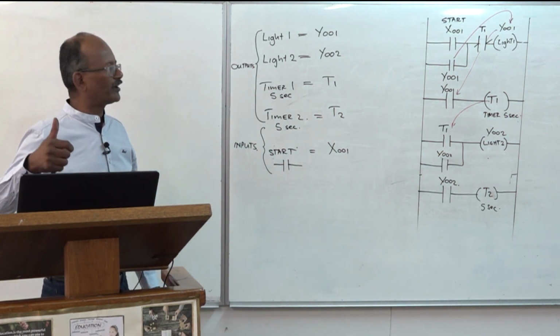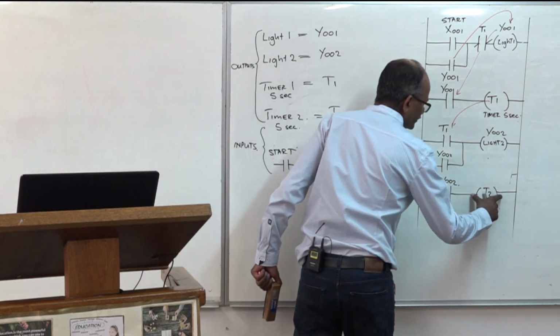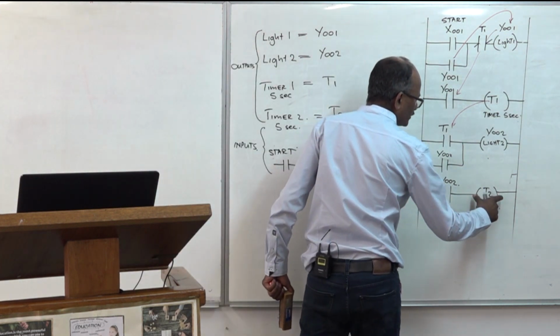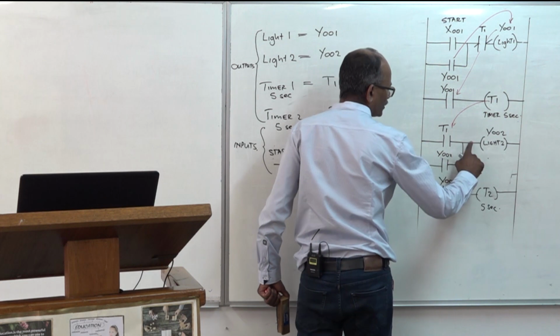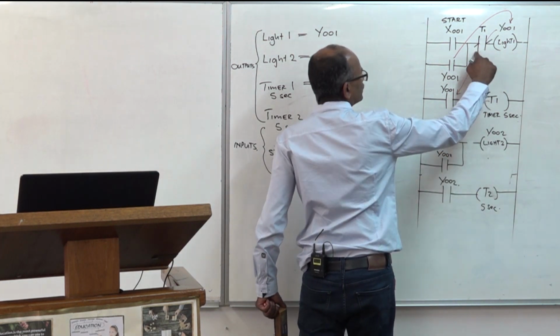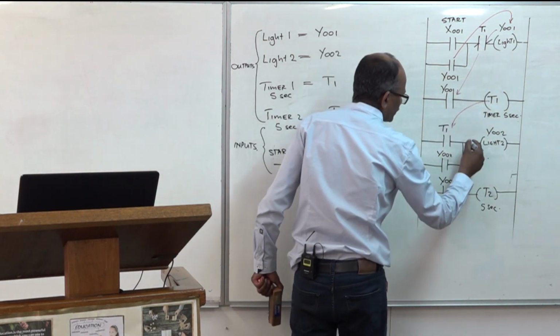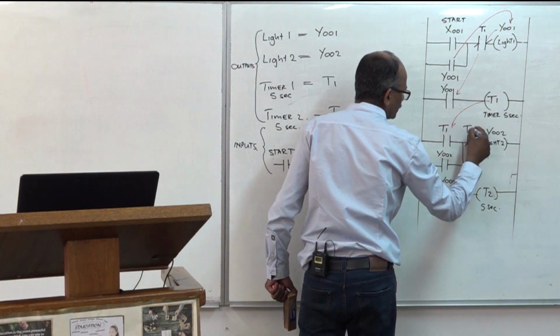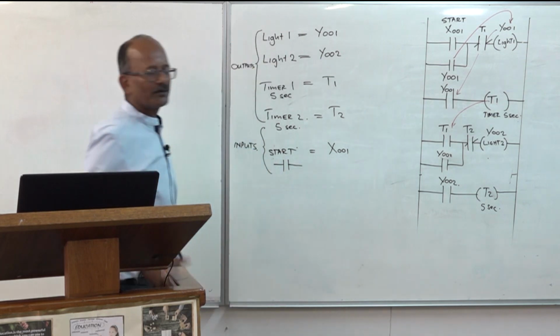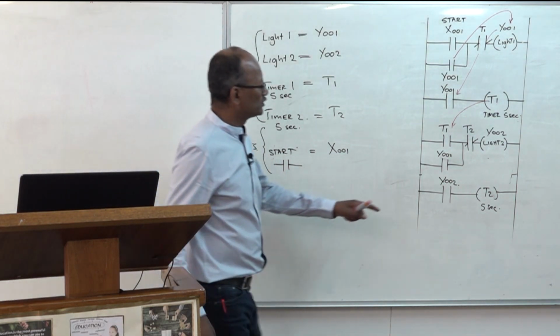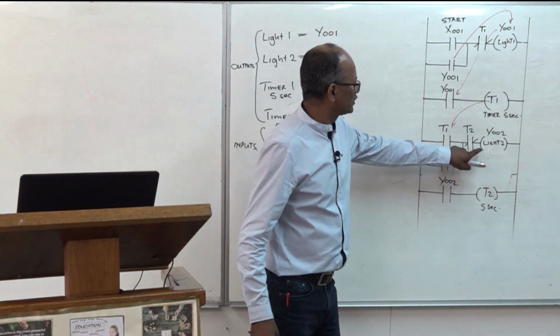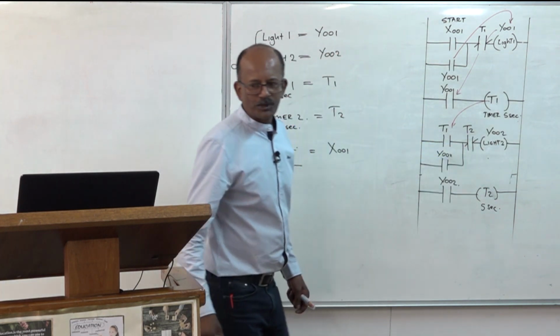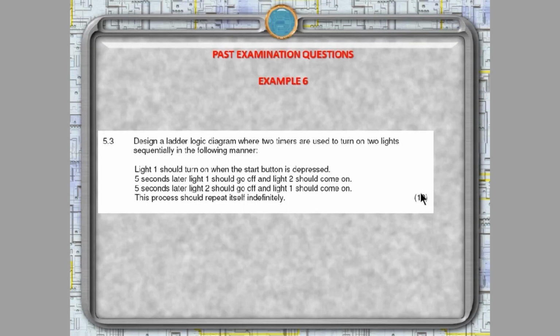What happens after another 5 seconds? Timer T2 energizes, and we want it to turn light 2 off. So just like we did T1 turning light 1 off, we're going to put a normally closed switch here, and we're going to call that T2. So after 5 seconds, T2 would actually switch light 2 off. But they say this process should repeat itself indefinitely.